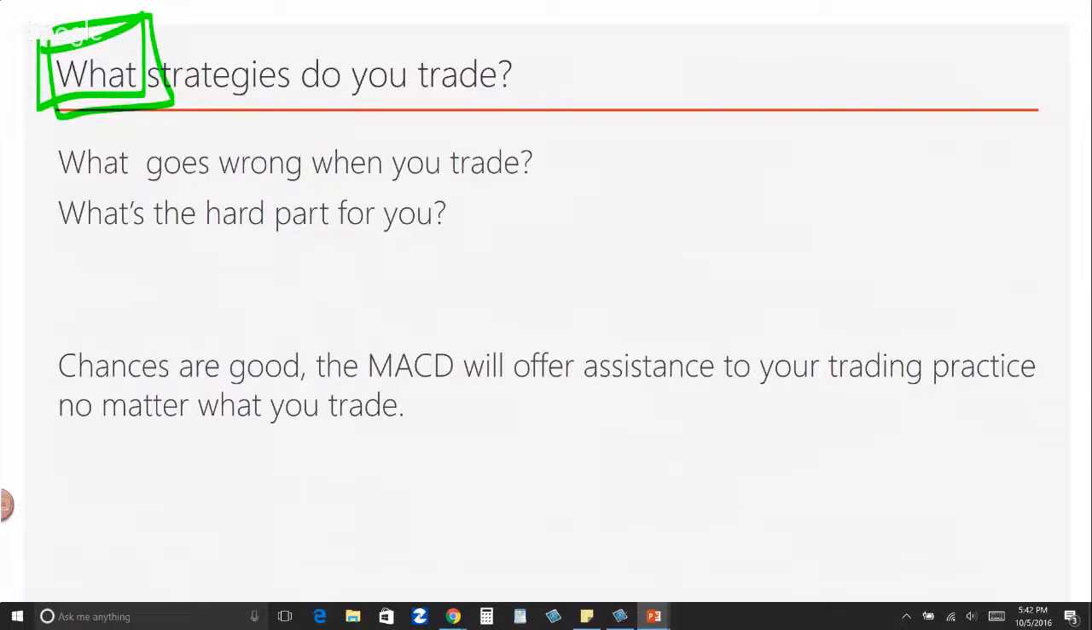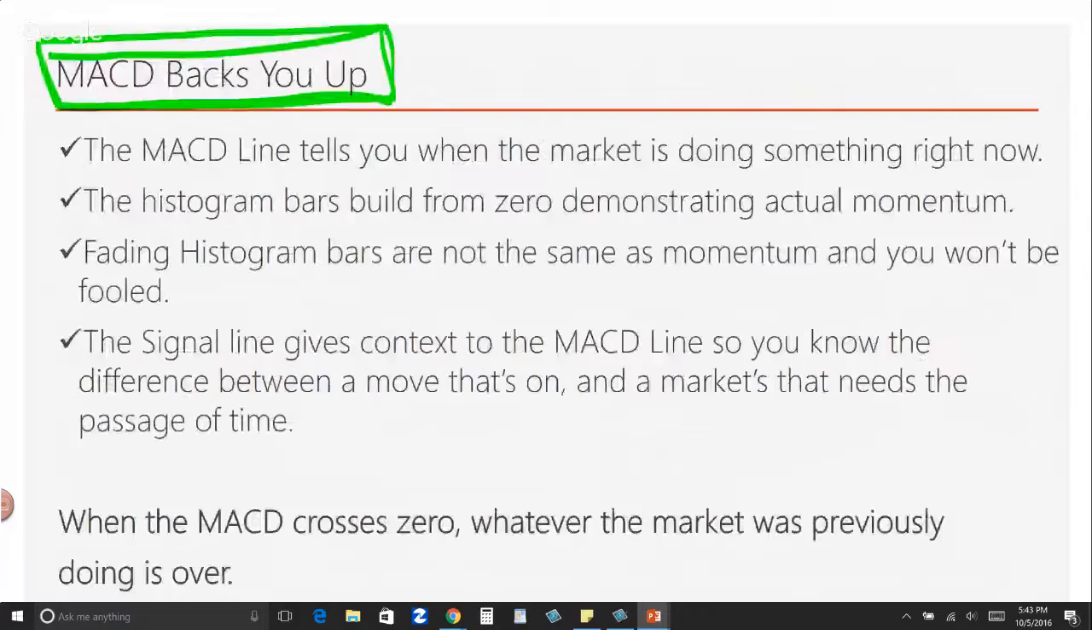What strategies do you trade, and what goes wrong when you trade? What's the hard part for you? Chances are good the MACD is going to offer assistance to your trading practice no matter what you trade. That MACD is there to back you up, and it's free, and it's on your charts tonight. I'm not even selling the MACD. I wish I was the one that created it, but it wasn't me.